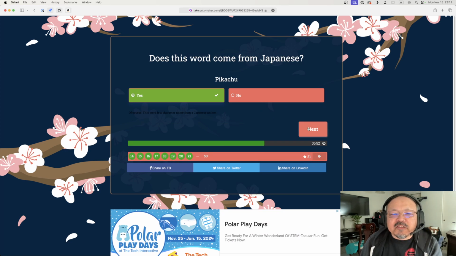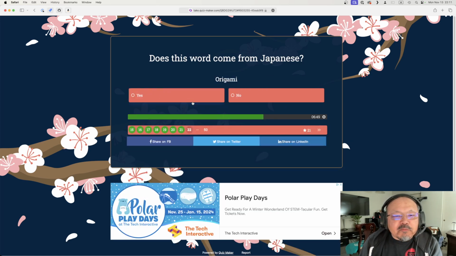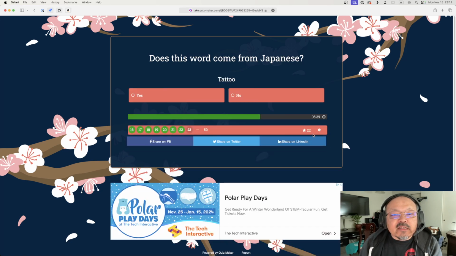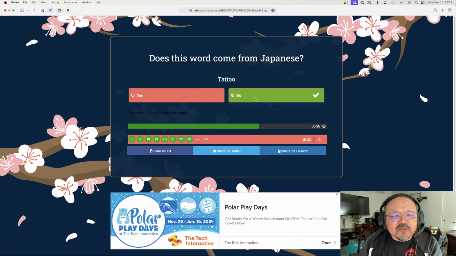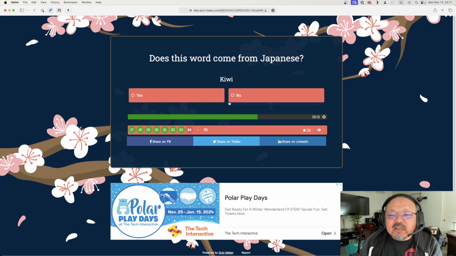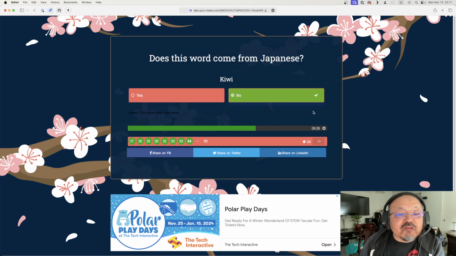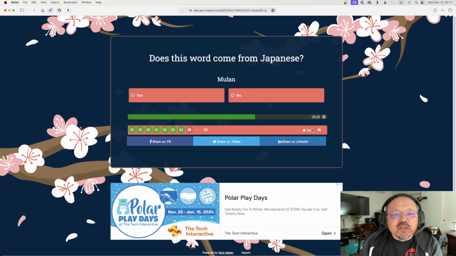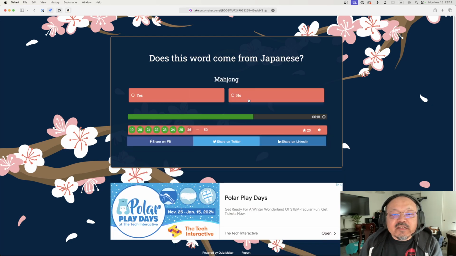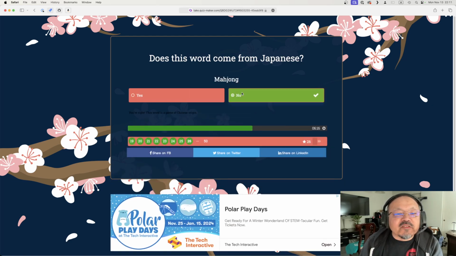I don't know, actually. Origami, that means folding, I guess. And then kami is paper. All right. Tattoo, I wouldn't think so. Comes from Tahitian. Oh, interesting. Oh. Let's see, kiwi, I'd be surprised if it was. Comes from Maori, really? Okay. Mulan, no. China, okay. Mahjong, no. That's Chinese.